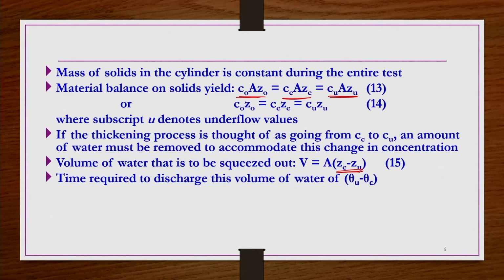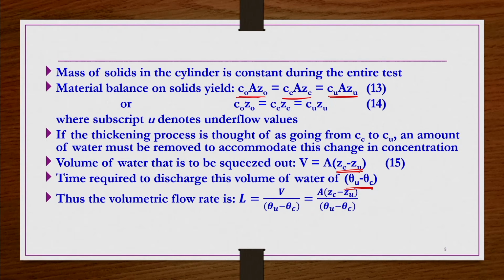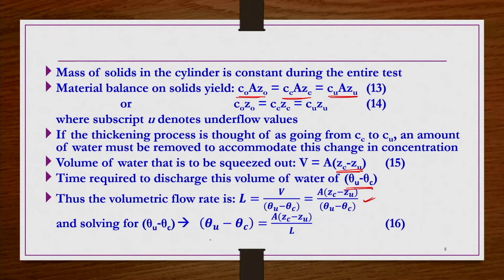Then the time required to discharge this volume of water is, obviously, theta u minus theta c, which we have seen graphically. So, the volumetric flow rate L would be V divided by theta u minus theta c. Simply by substituting for V, we get L equal to A into Zc minus Zu divided by theta u minus theta c, the volumetric flow rate. And then solving for theta u minus theta c, that means A multiplied by Zc minus Zu divided by L, you get theta u minus theta c.